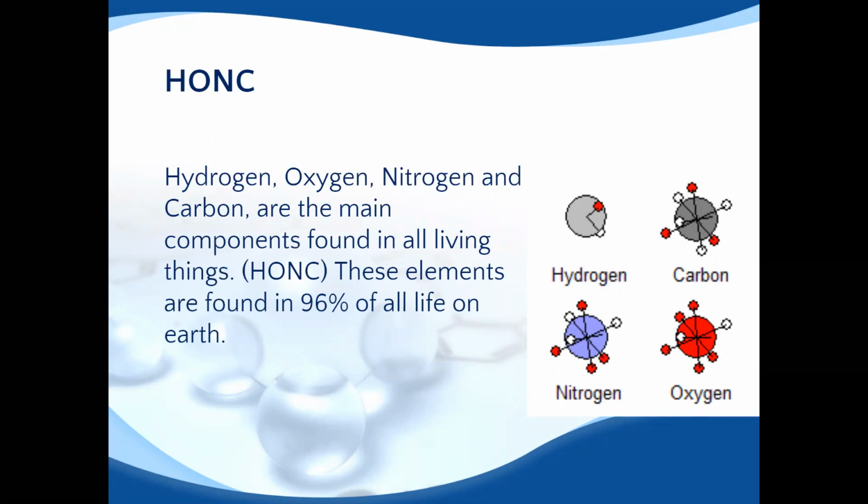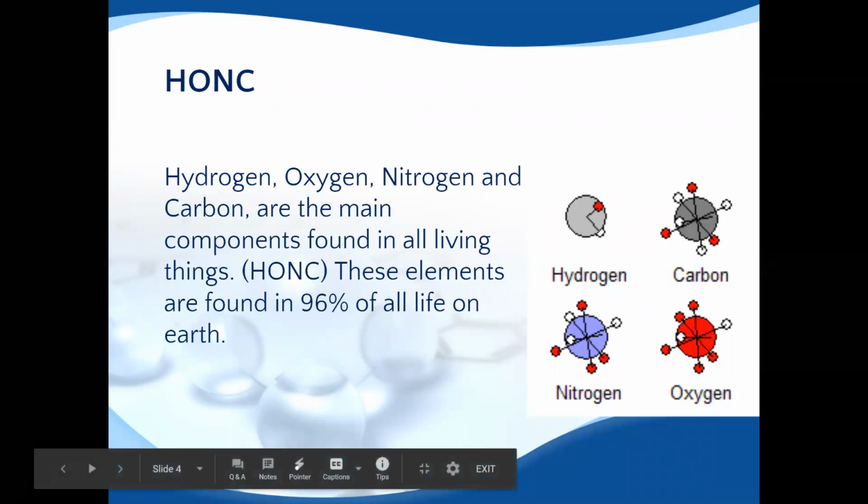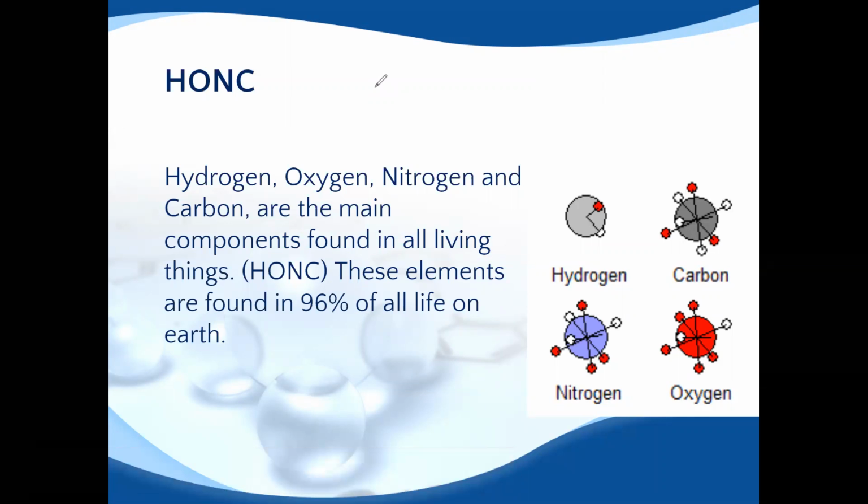The title of this slide is HONC, H-O-N-C, and that's because of hydrogen, oxygen, nitrogen, and carbon, and those are going to be the main 4 components that are found in living things. So 96% of all life on Earth have hydrogen, oxygen, nitrogen, and carbon. And so here's a nice picture example of one representation of how those elements would look, but those are the main 4. Hydrogen, oxygen, nitrogen, and carbon are going to be the main 4.